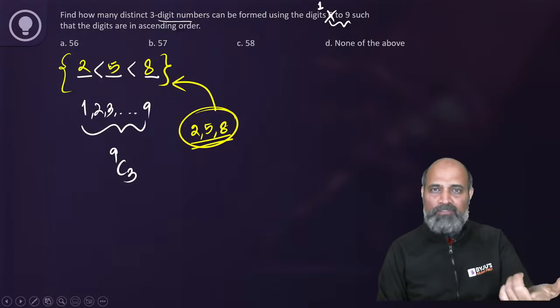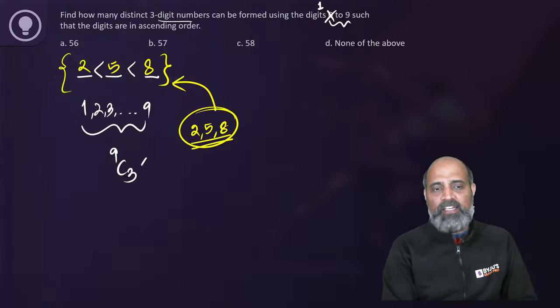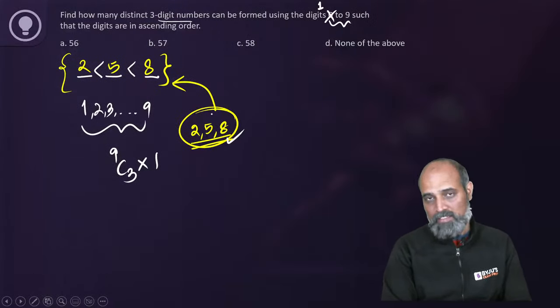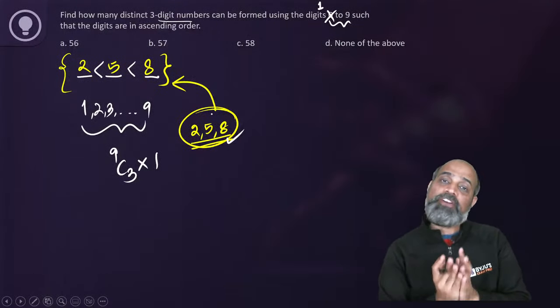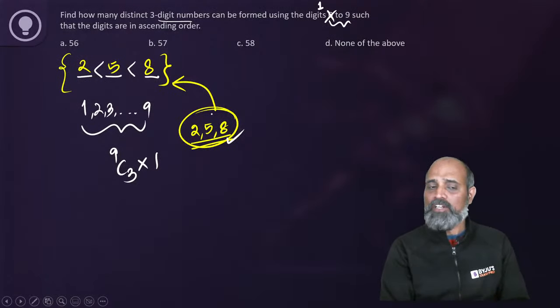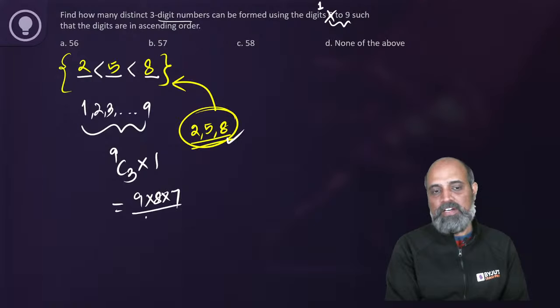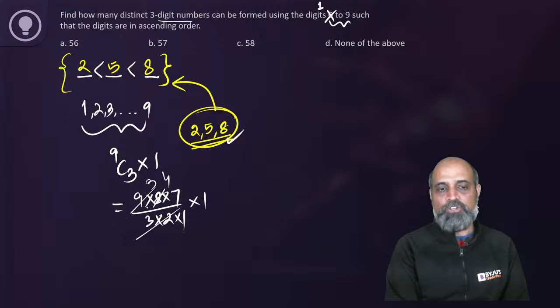So can I say there is only one way? So 9C3 into 1 कर दो. 9C3 is how many such 3 digits के group बना सकते हैं? And each group is going to generate only one number. So 9C3 into 1. So you're going to have this as 9 into 8 into 7 divided by 3 into 2 into 1. And of course there is a 1. If we try to solve this, this is going to be 12 into 7, which is going to be 84.